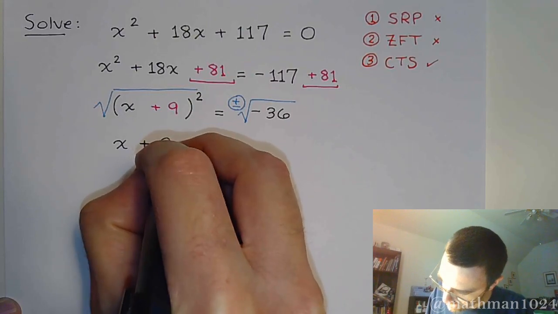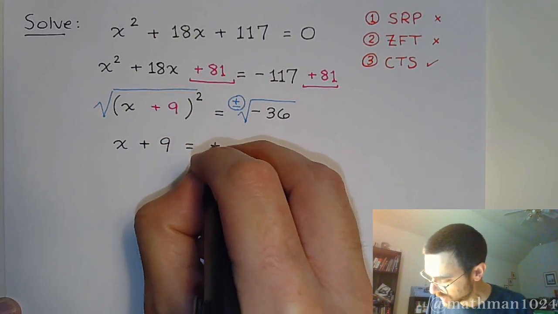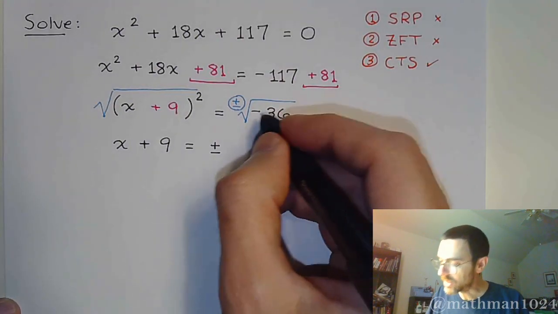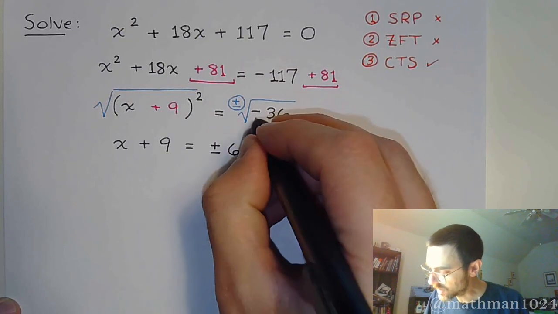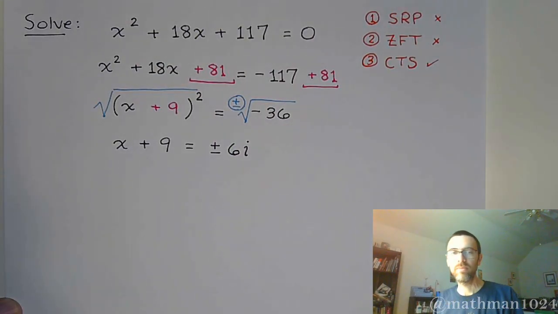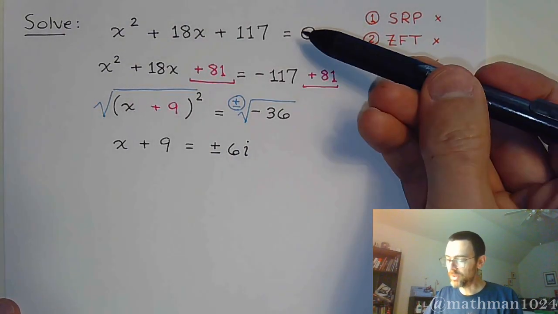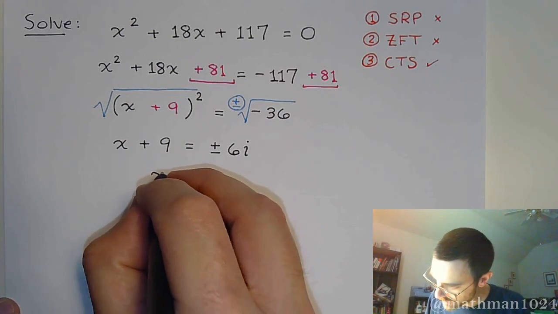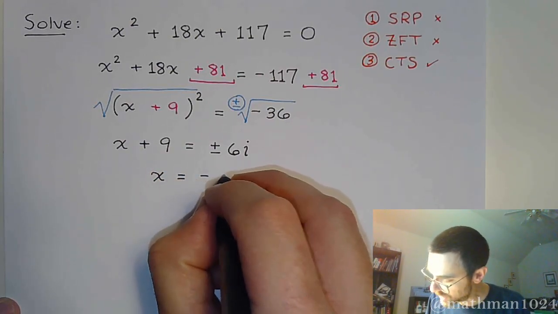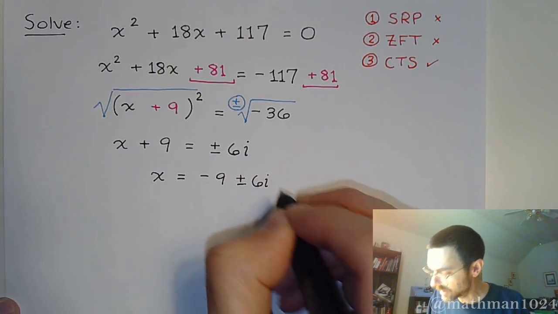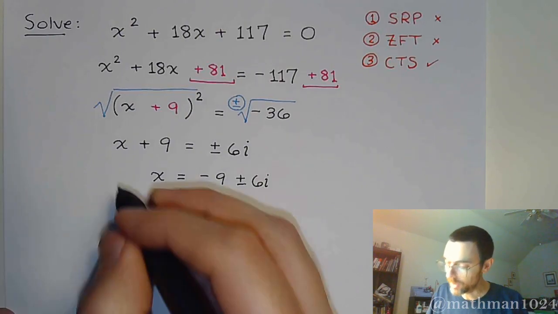and now x plus 9 is equal to plus or minus. We do the square root of 36, which gives us 6. The square root of a negative yields i. So again, we complete the square so that we can use the square root property, and now we finish getting x by itself here by subtracting 9 to the other side, so negative 9 plus or minus 6i. And there we go.